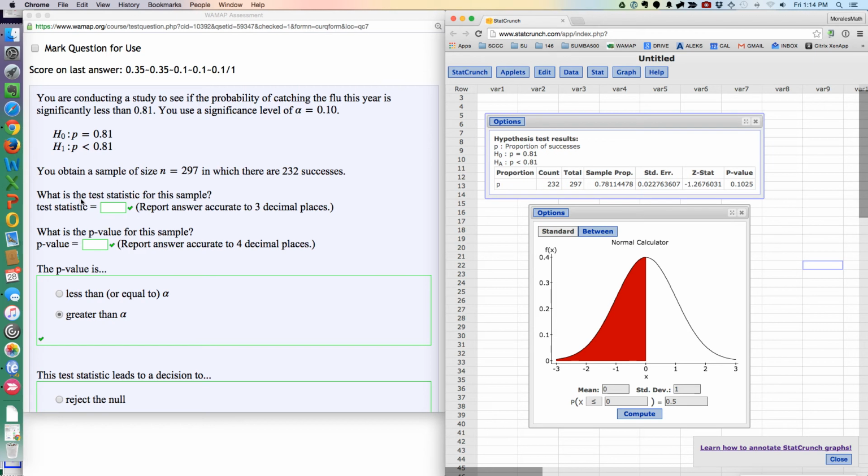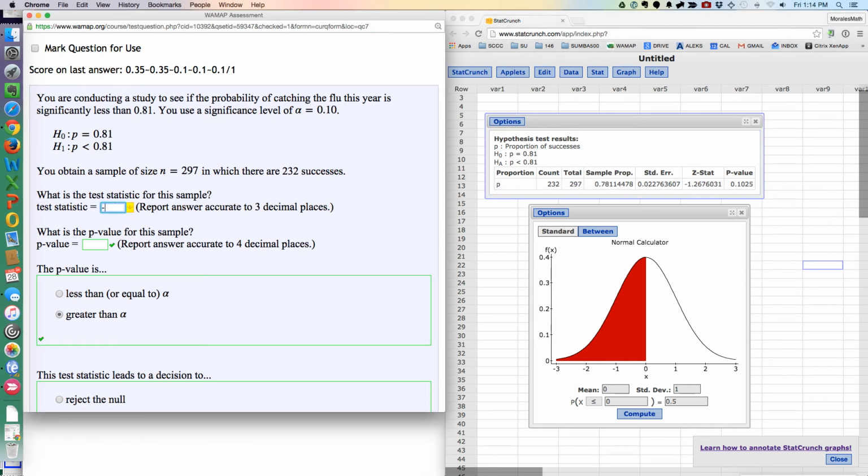Okay, our test statistic is the z-stat right here, which is negative 1.2676. So if we round that to 3 decimal places, it would be negative 1.268. The p-value is 0.1025 to 4 decimal places, so let's include all of those, 0.1025.